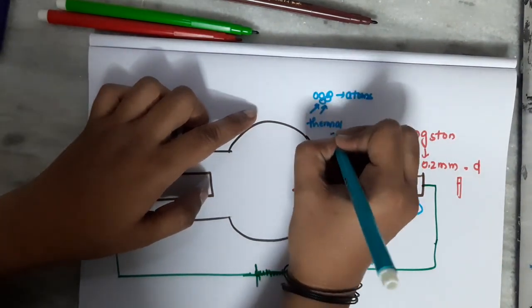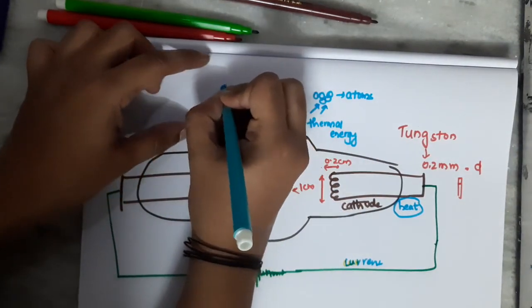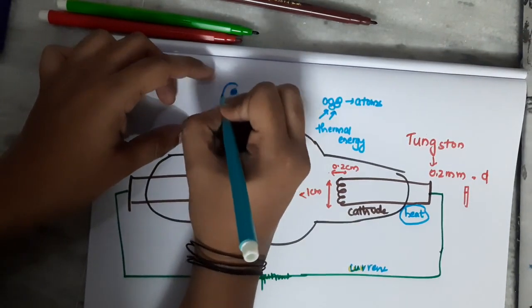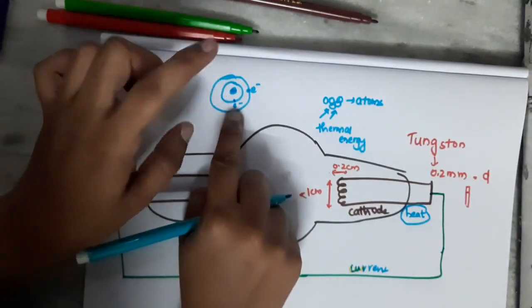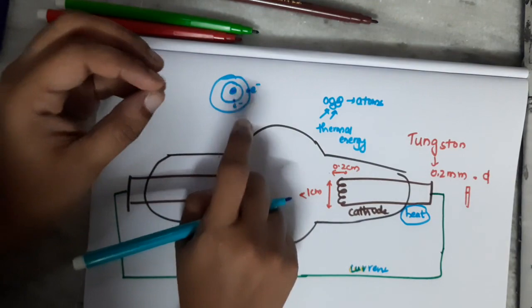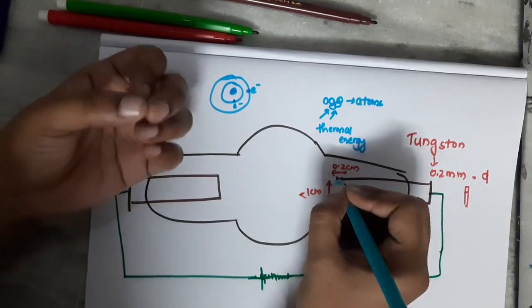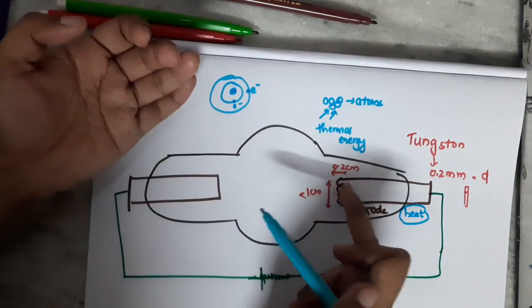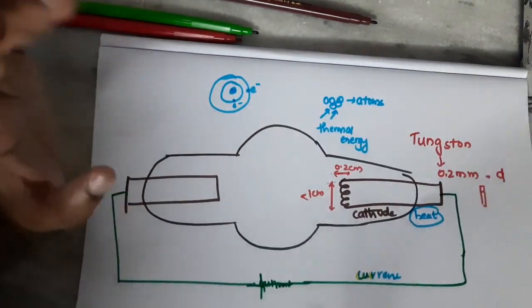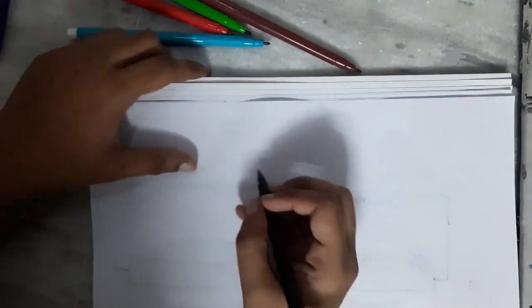When they absorb the thermal energy, these atoms are nothing but a nucleus with electrons. So these electrons are absorbing this thermal energy. Now these electrons will acquire a certain amount of energy, and with that energy these electrons can start coming out of this metal surface. So that is one thing that happens. Electrons will start coming out of the metal surface. We will see what happens next.